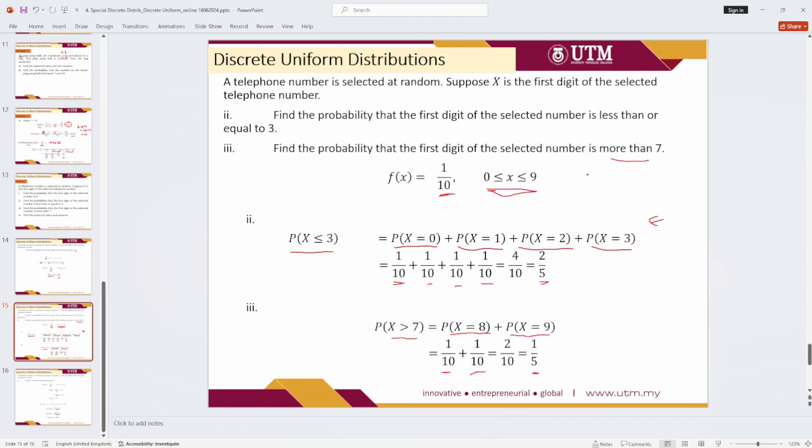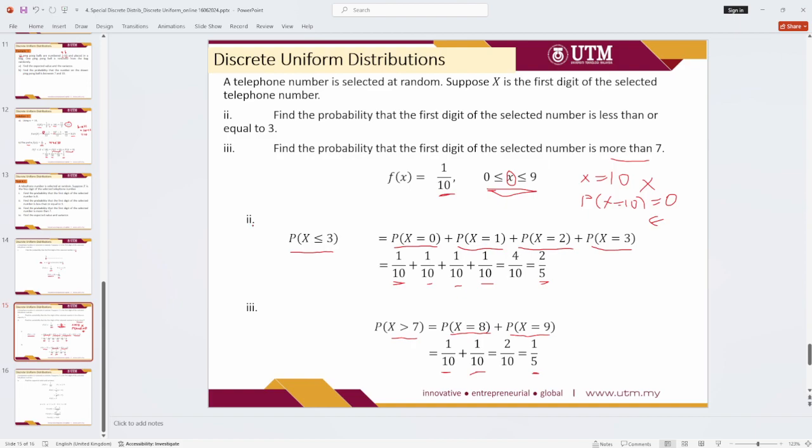For example, if we have x equal to 10, this one cannot. Why? Because the probability of x equal to 10 is equal to 0. It cannot happen that the first digit is number 10. It doesn't make sense, right? So this one would be 0. So as long as x is between 0 and 9, the probability is 1 over 10. That's what I said, this discrete uniform distribution should be quite easy and straightforward.